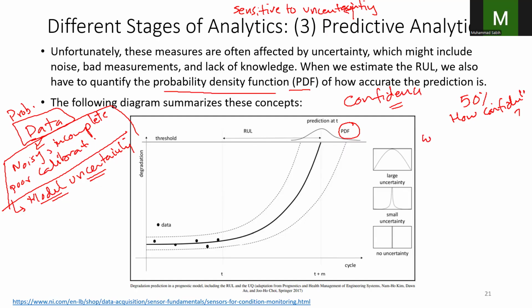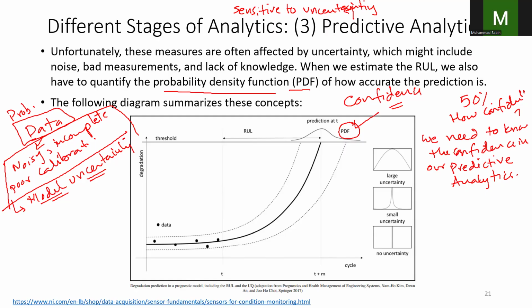We need to know the confidence in our predictive analytics or predicted value, right? So to handle this, we talk about the probability density function, PDF in short. The PDF gives us a range of possible outcomes and shows the likelihood of each outcome occurring.